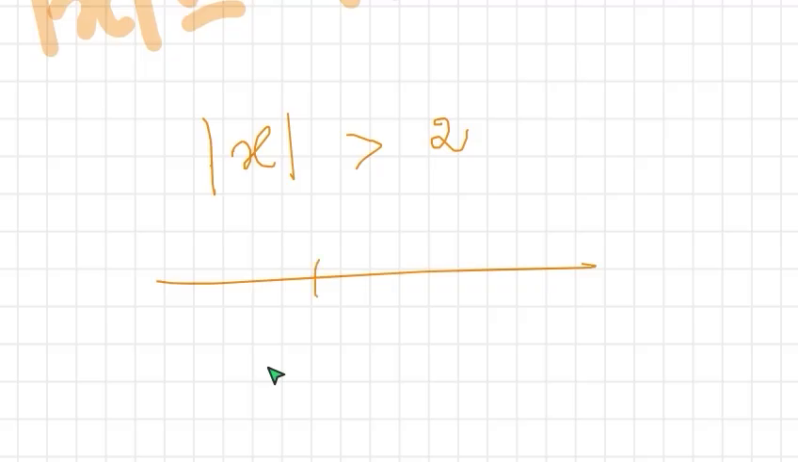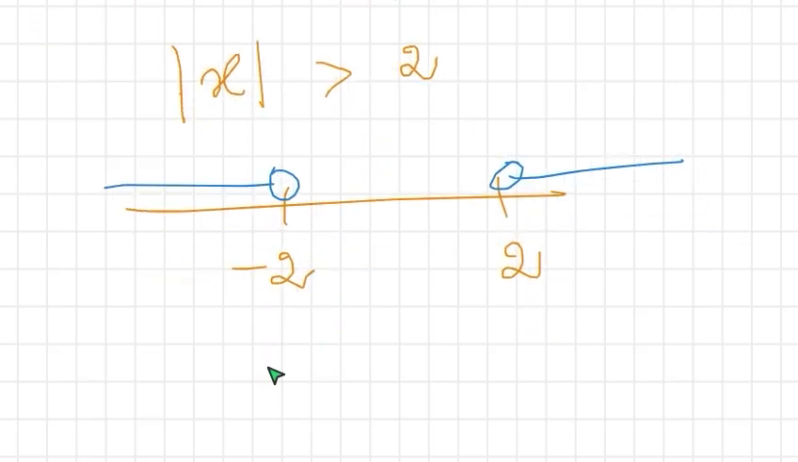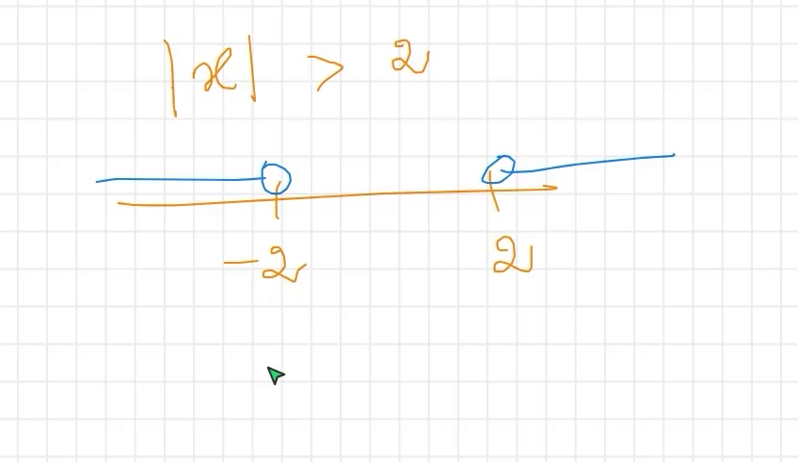Do you understand what I mean? So on the number line, you mark 2 points, positive 2 and negative 2. So greater than means this region and this region. This is the answer. Fine.